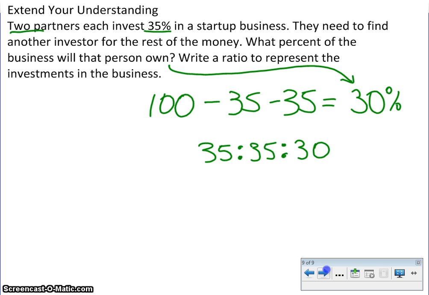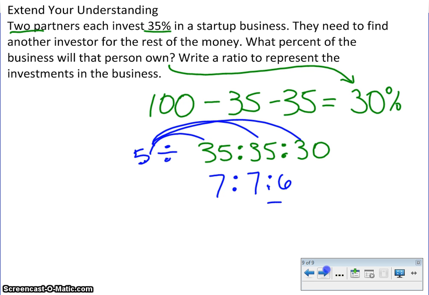Now the only thing that we have to remember when we're doing ratios is we do have to reduce that if we can. And 5 will go into each of these values if I divide that in there. So 5 goes into 35 7 times, 5 goes into 35 7 times, and 5 goes into 30 6 times. So the ratio of these 3 owners would be 7 to 7 to 6.